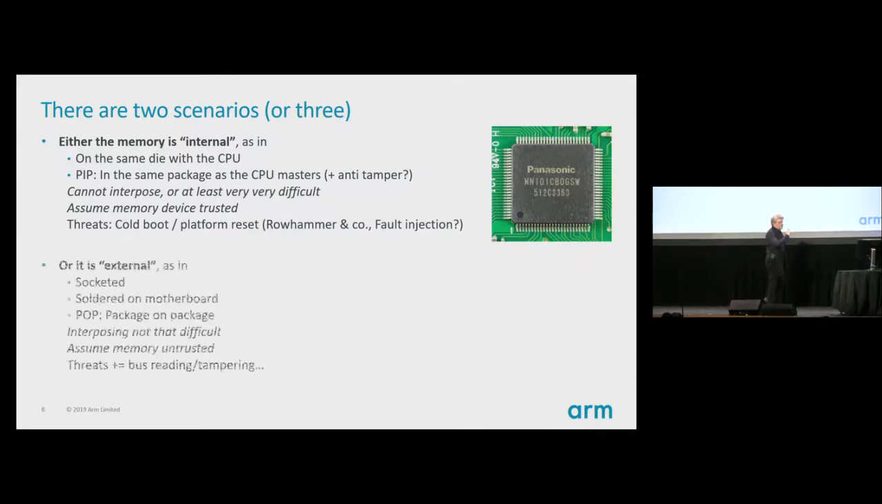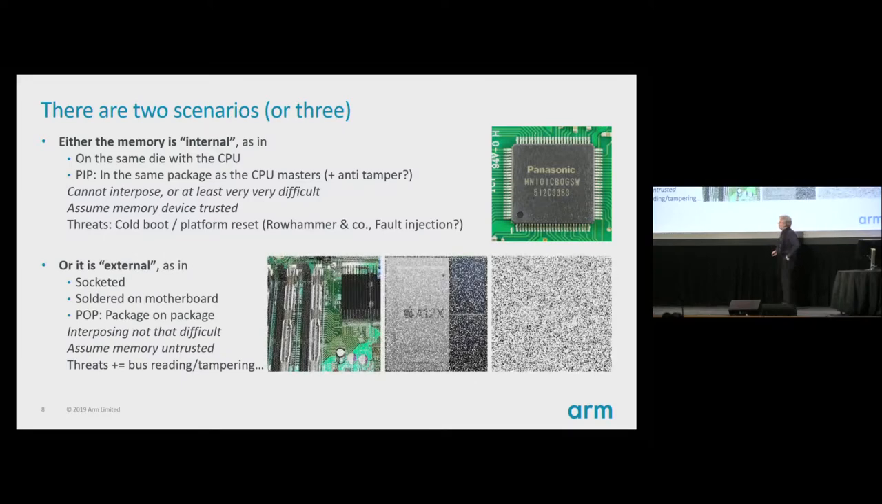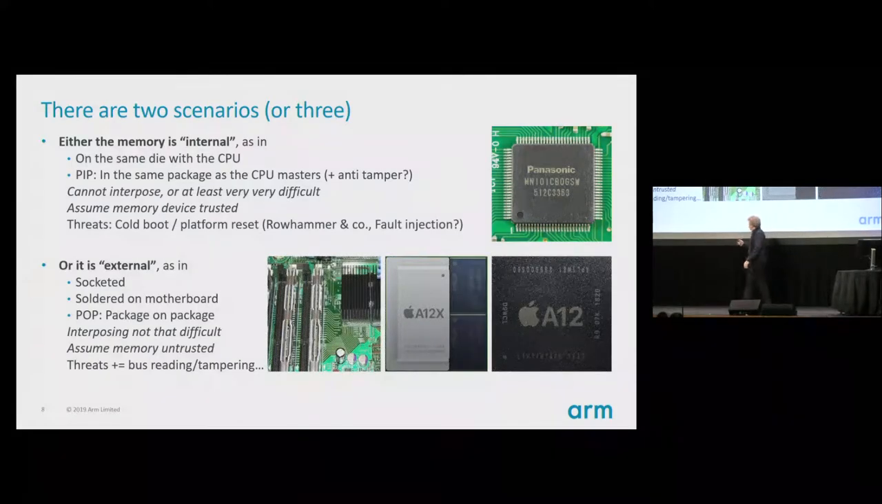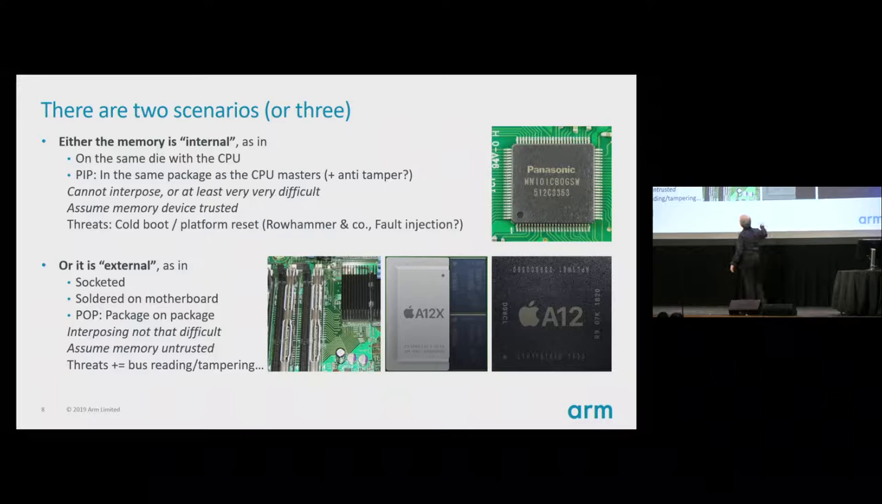The second one is when the memory is external. That means it could be socketed. It could be soldered on the motherboard. Look, these guys, which of course I have no idea who they are, designed these things that occupy a square on the motherboard, and they have the two chips, but they are soldered on the motherboard. They are close to the chip, but they soldered it on the motherboard.